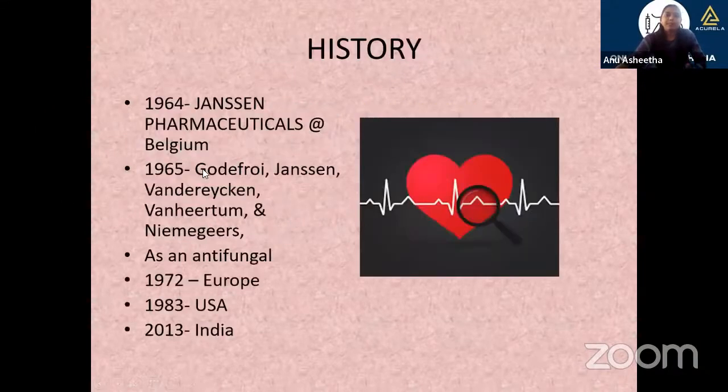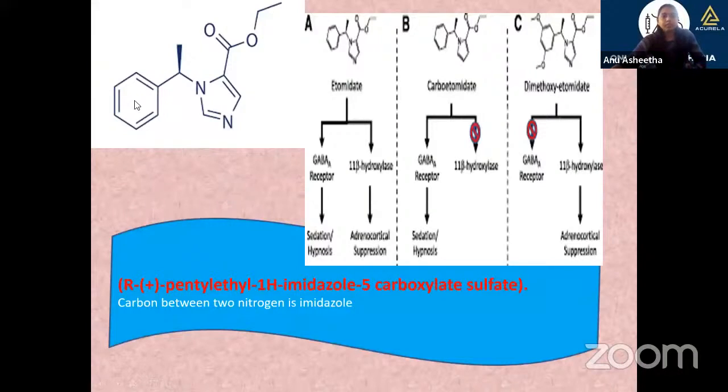Okay, regarding the history, in 1964, Janssen Pharmaceutica in Belgium devised etomidate, but it came into use only after 1972 in Europe and 1983 in USA. In India, it came into use in 2013. It was first synthesized as an antifungal. So it is an imidazole derivative.